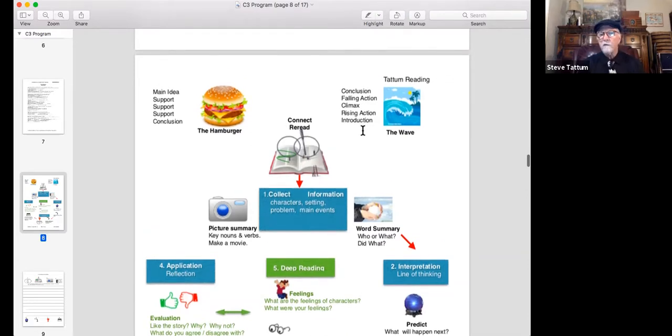Now, when we're doing fiction, we introduce what's called the wave: introduction, rising action, climax, conclusion. That's also called the elements of fiction. That's discussed in the workshop.